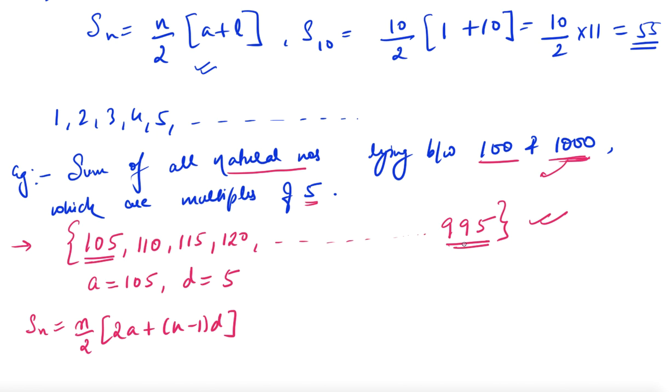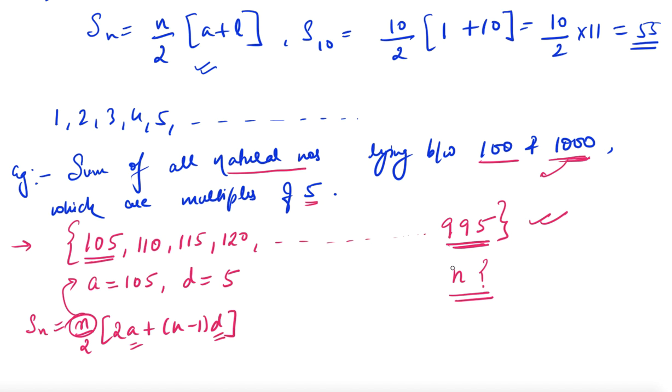First of all, let us see whether we know all the variables or not. a we know, d we know, but what about n? Do we know the value of n for this arithmetic progression? Basically what will be n? l will be the term which is 995. Which term is 995? We don't know that. So firstly we need to calculate the value of n. And how will we do that?